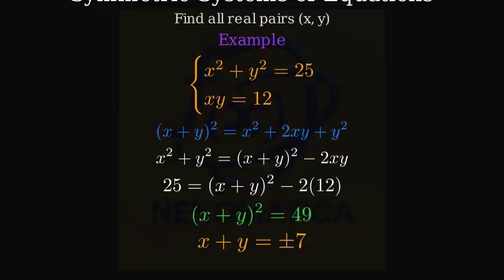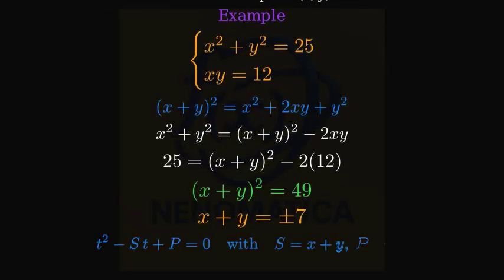Step 4. For symmetric systems, x and y are the roots of the quadratic t squared minus st plus p equals 0. We'll apply this twice. Once for s equals 7 and once for s equals negative 7.